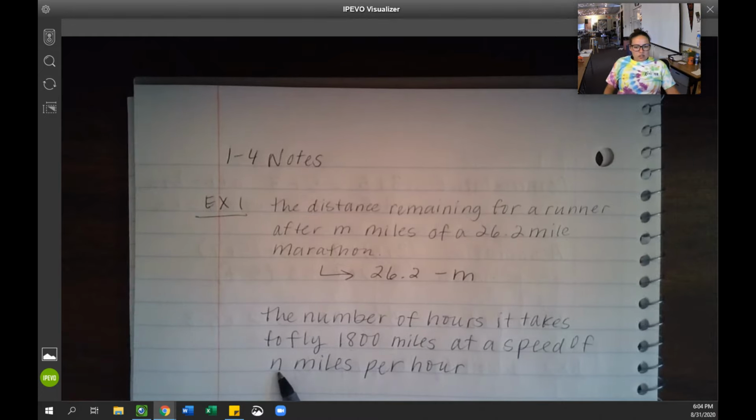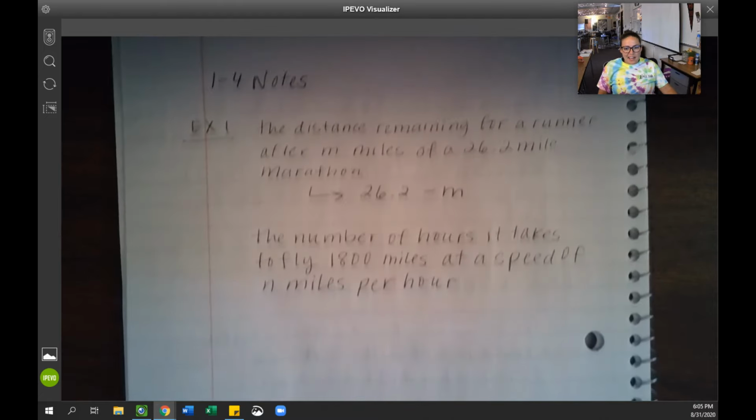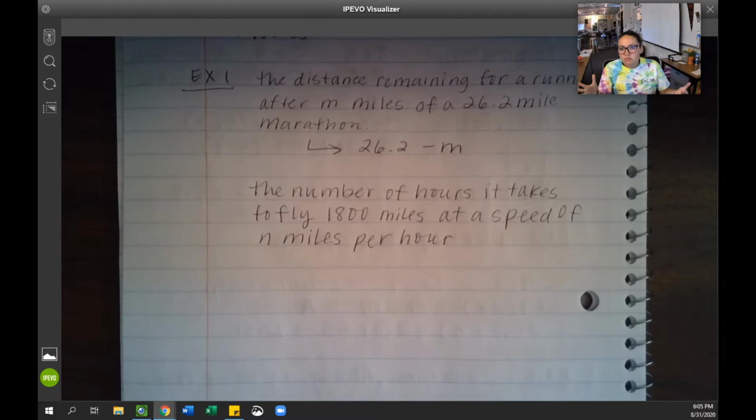So we don't know how fast we're going, but let's just say, for example, if the plane was going 900 miles an hour, how many hours would it take me? It would take me 2 hours, 1,800 divided by 900. Let's say I'm going 600 miles per hour. Well, I would do 1,800 divided by 600, and that would give me 3 hours.